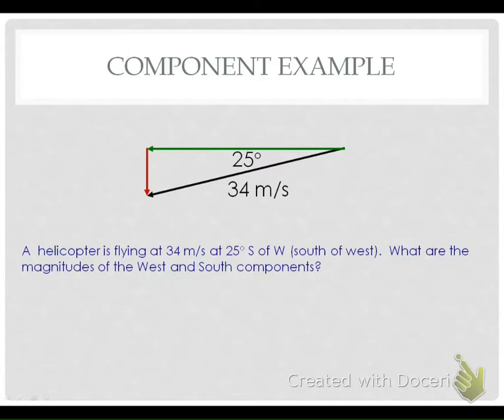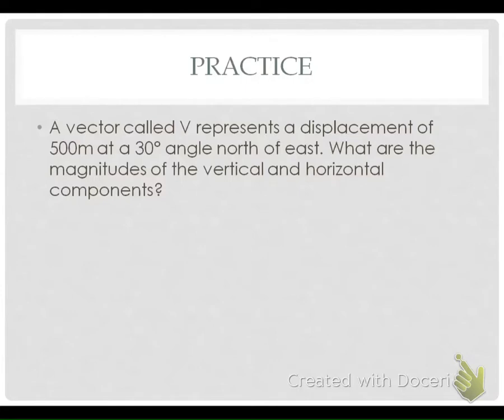Do we need to do a component example, or is everyone pretty good breaking down component vectors? That's easy. Good? If we need to do any, let me know so we can get it done. We don't need to do this one either.